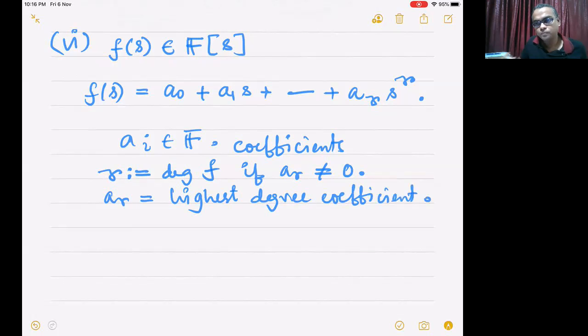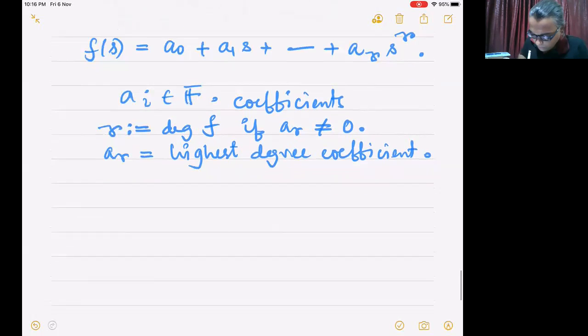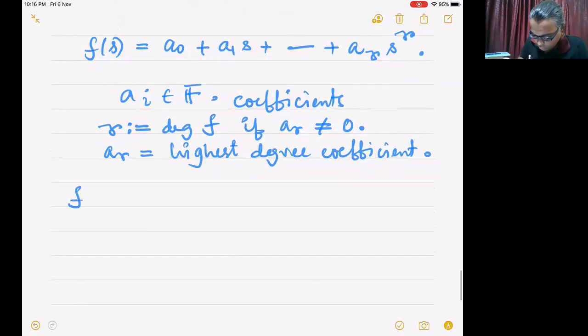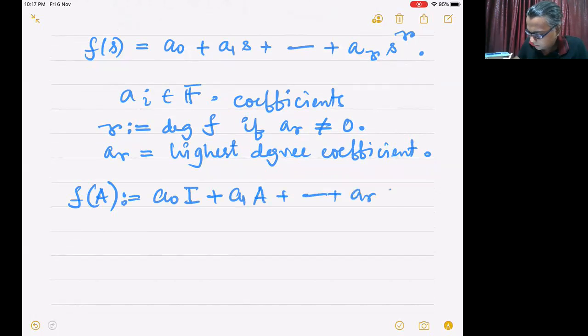Okay. Now, it makes ample sense to look at f(A), a polynomial operator. What does this mean? This is by definition a0 times identity plus a1 times A plus dot dot dot up to ar times A to the power r, where A is an operator. And the square and various powers of the operator are easily understood. A square is A operated twice, A cube is A operated thrice, and so on.